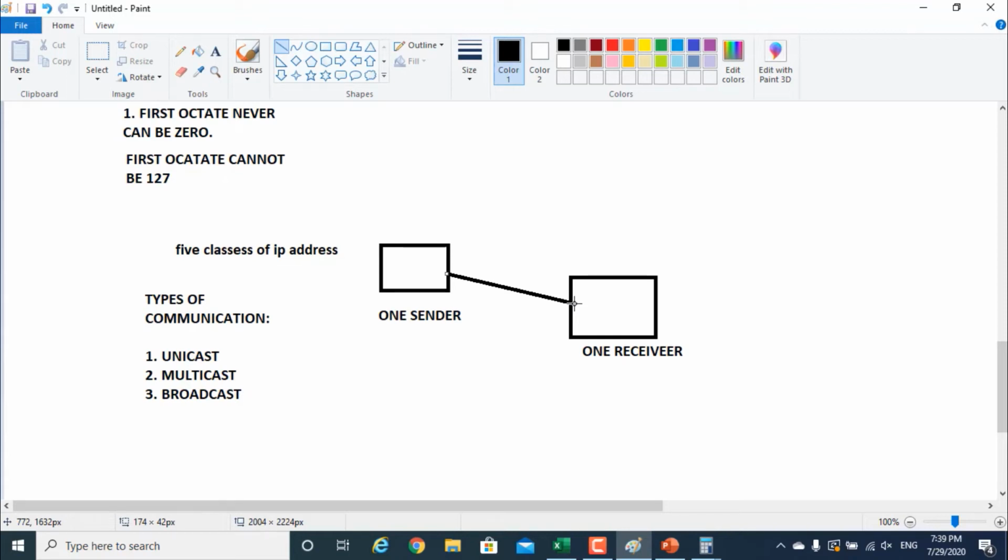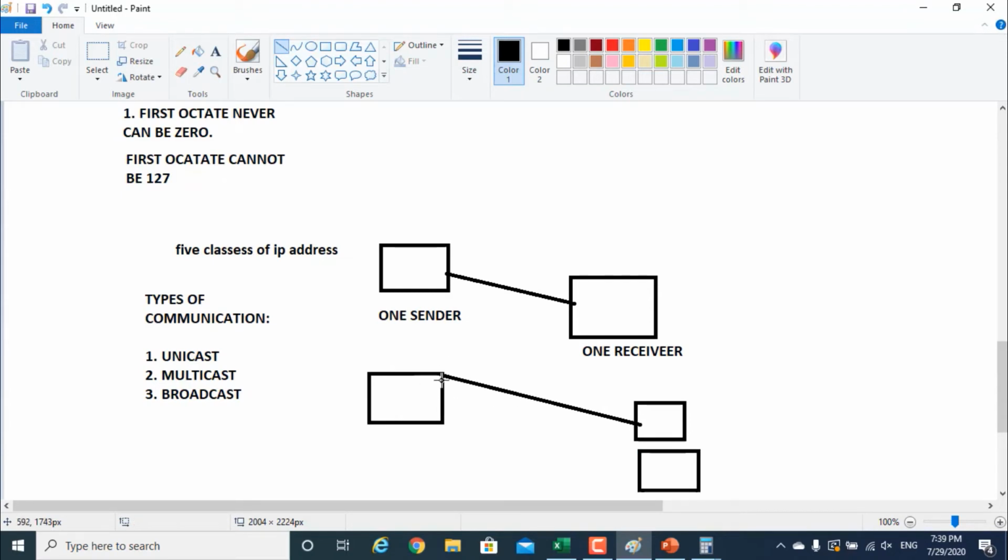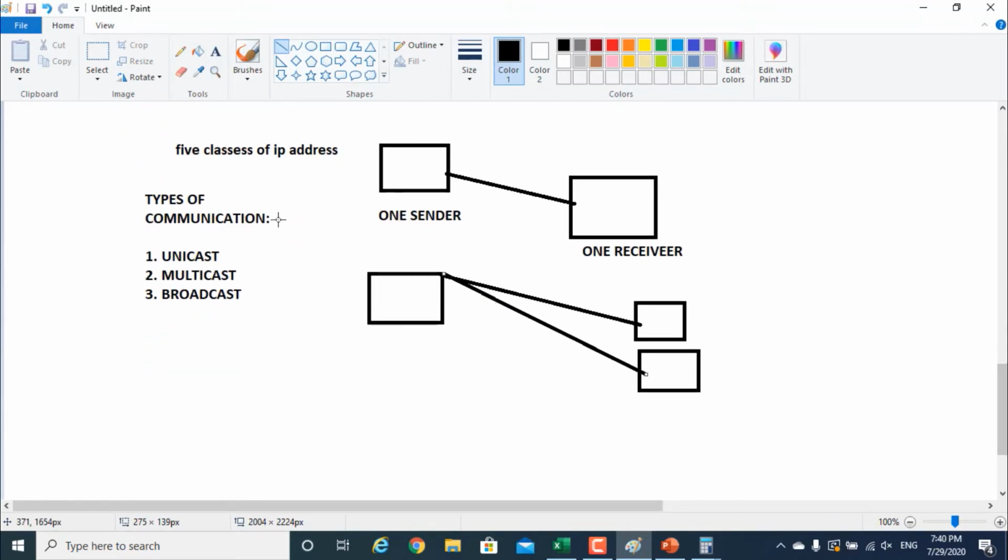But if at the same time I'm the sender and not only you but 2, 3, 4 people are receiving, what matters is that it's more than one. Then in that type of communication, the same data, not different data, is transmitted to more than one client. That is called multicasting.